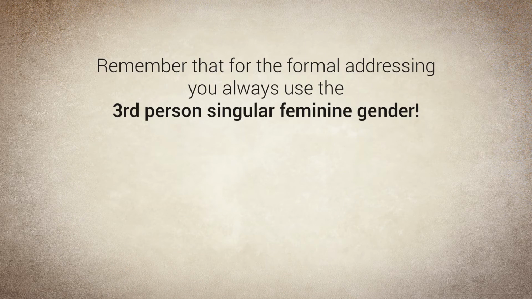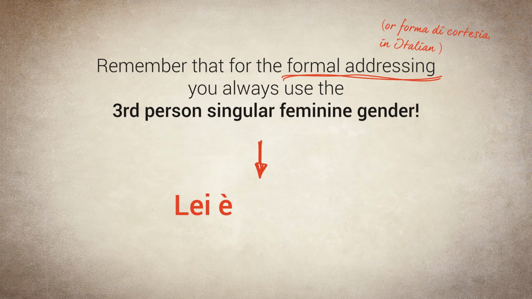Now remember that for the formal addressing, or forma di cortesia in Italiano, you always use the third person singular, feminine gender. So lei è means you are, said formally, obviously. Great. Now you know how to present yourself.